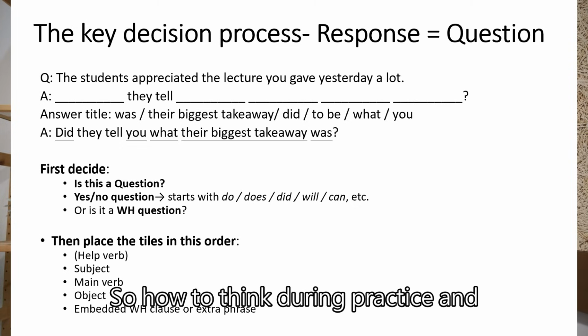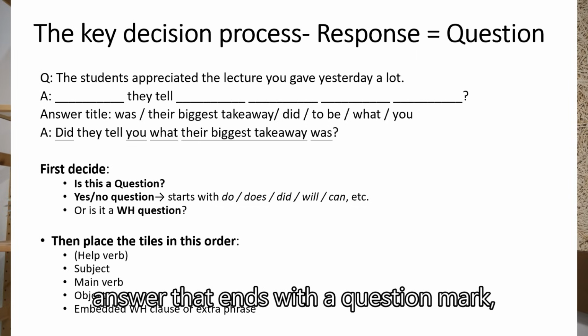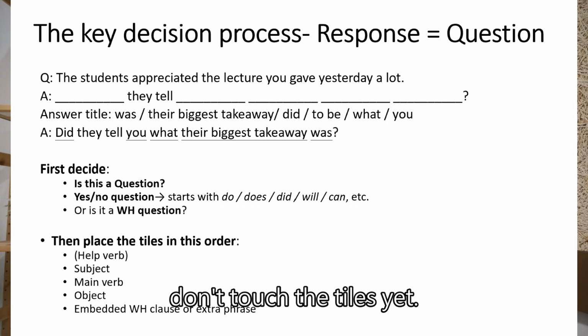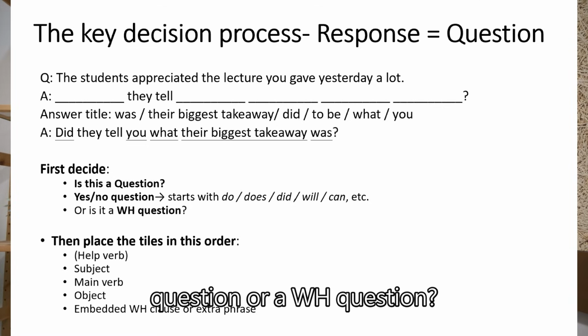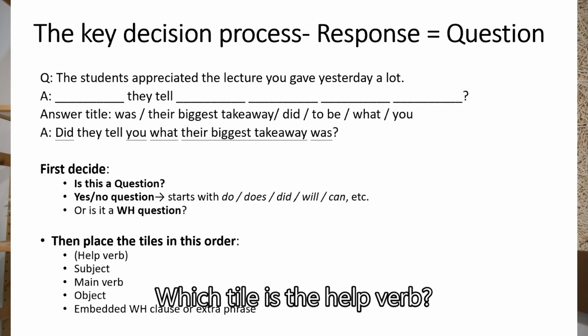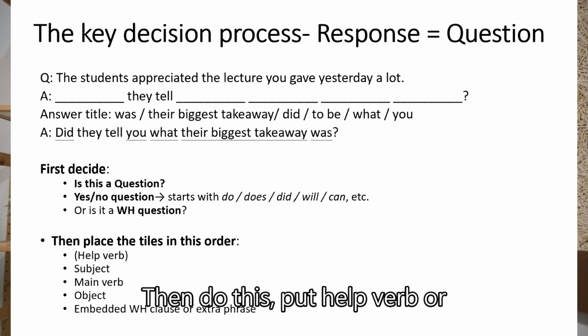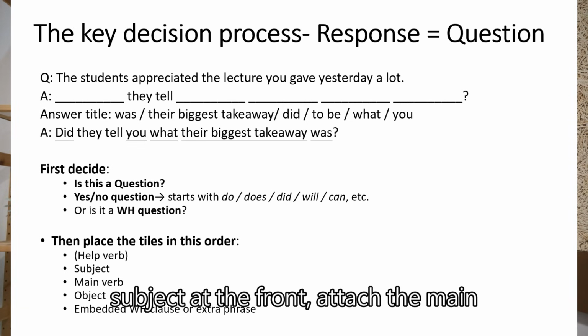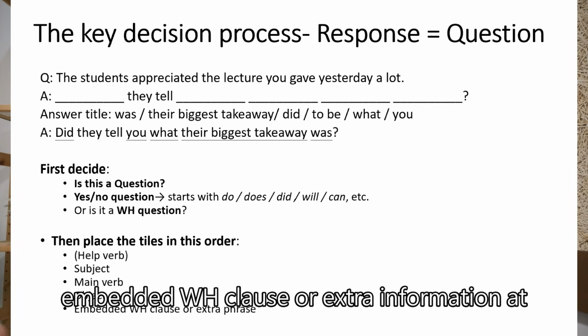So how to think during practice and the test. So when you see a build a sentence answer that ends with a question mark, don't touch the tiles yet. Ask yourself, is this a yes-no question or a WH question? Which tile is the help verb? Which tile is the subject? Then do this. Put help verb or subject at the front, attach the main verb and object, and then add the embedded WH clause or extra information at the end.